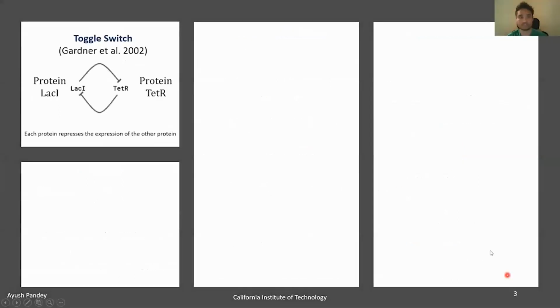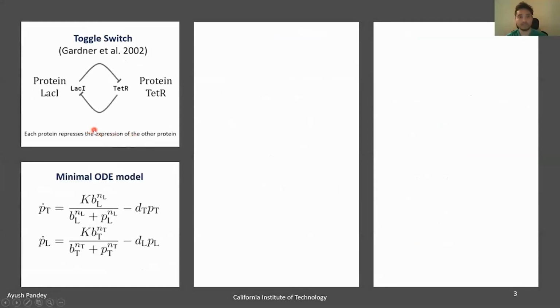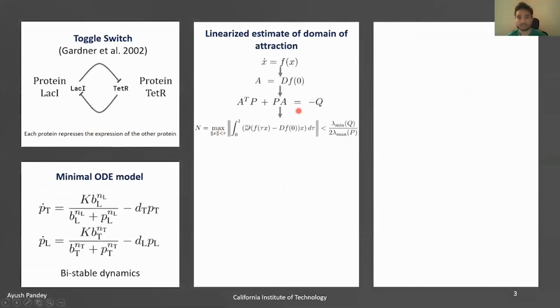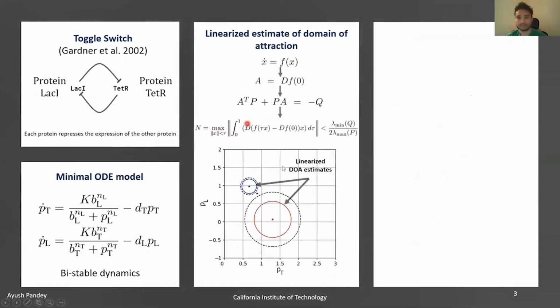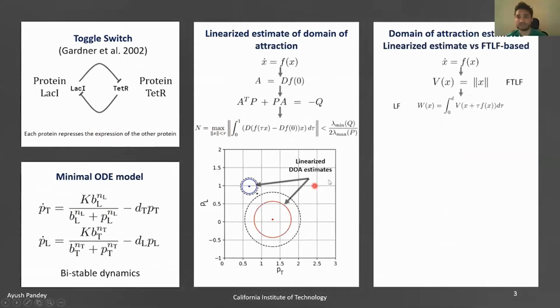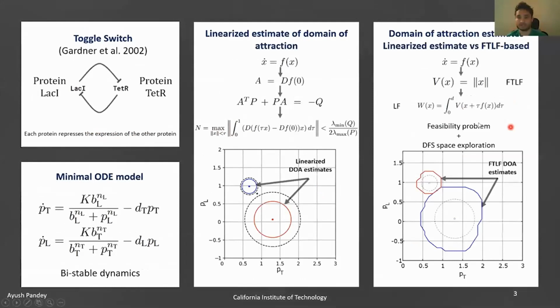We use these results to find domain of attraction estimates for a simple toggle switch system, which is a bistable system, which has 2 equilibrium points that are stable. We use the linearized estimate of domain of attraction, which is the standard Lyapunov function theory, to find the domain of attraction estimates, which are conservative. And when we use our approach based on finite time Lyapunov functions, we find the new estimates, which you can see are much better than the linearized estimates.